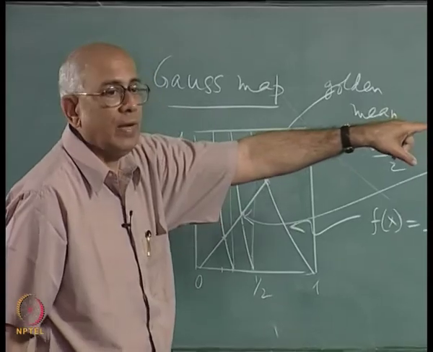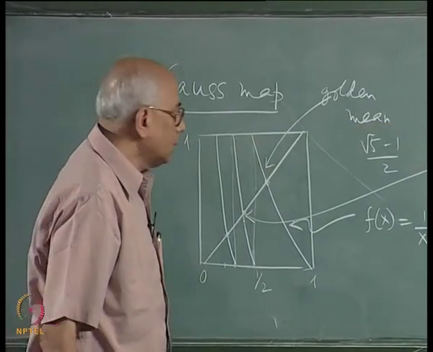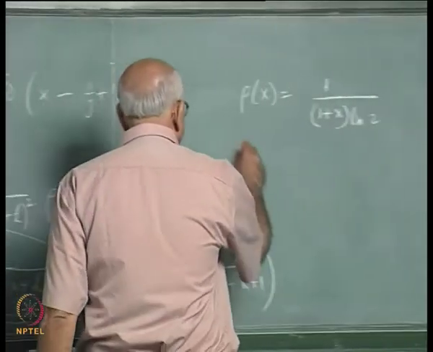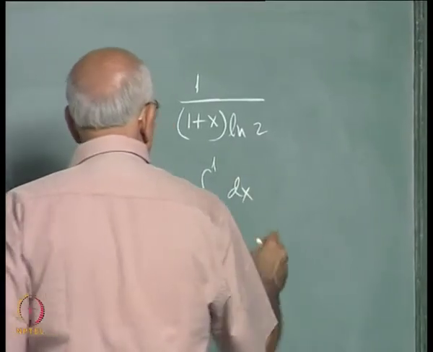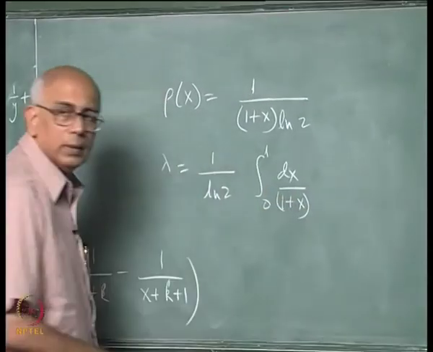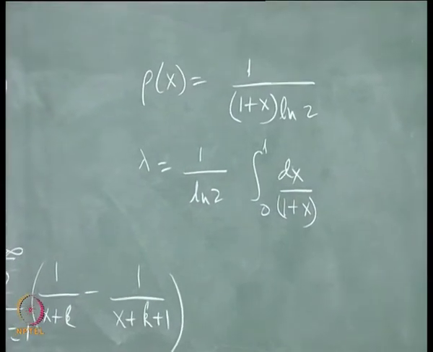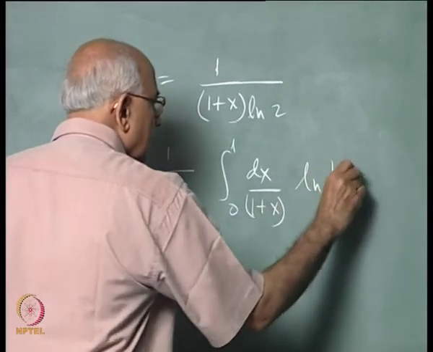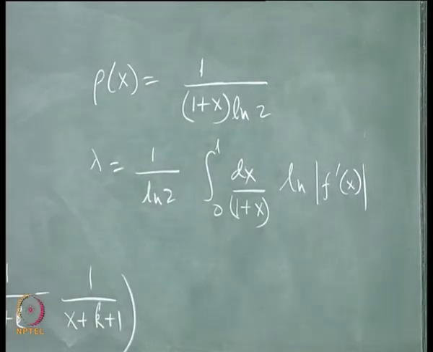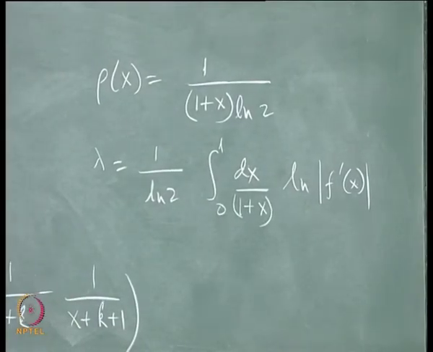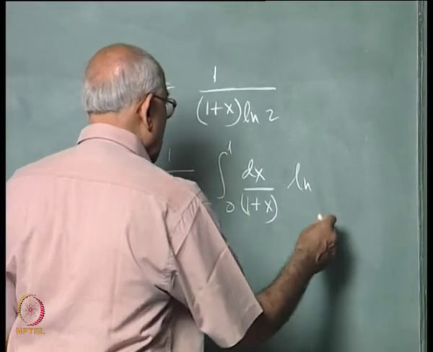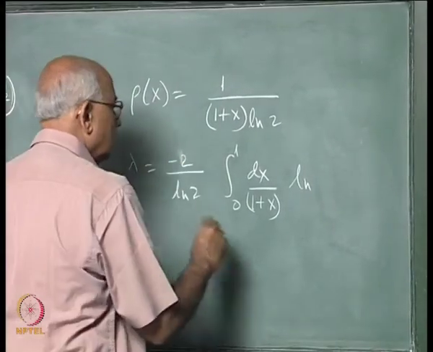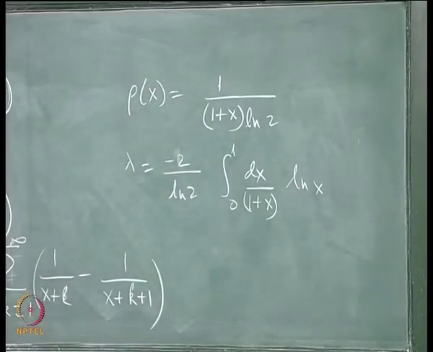But it has got to be weighted with that factor out there. So when you do that, you get lambda equal to 1 over log 2 times the integral from 0 to 1 dx over 1 plus x times log mod f prime of x. But f prime of x is minus 1 over x squared. So this is equal to log of 1 over x squared, which is minus 2 log x. This is negative, but so is that. So the Lyapunov exponent is positive.